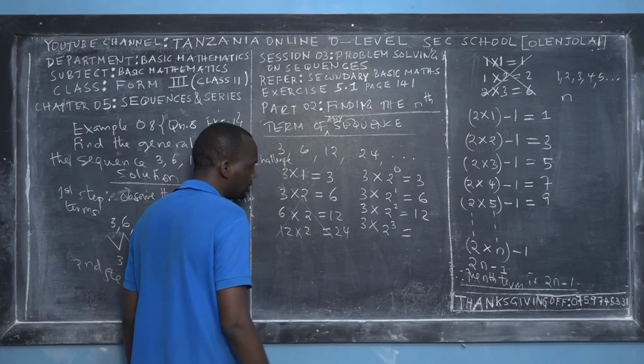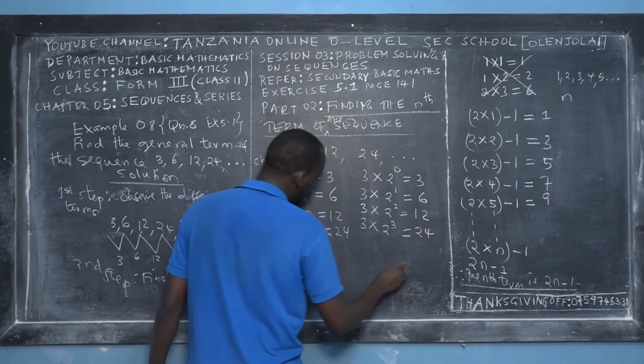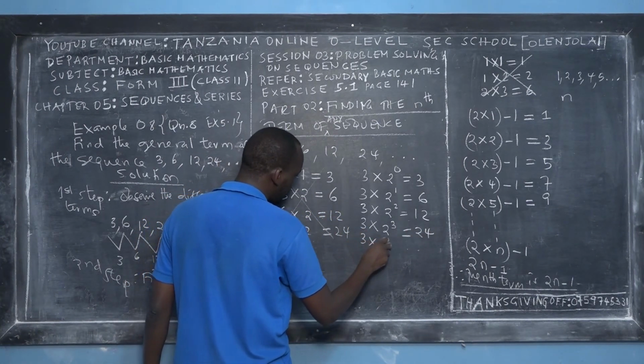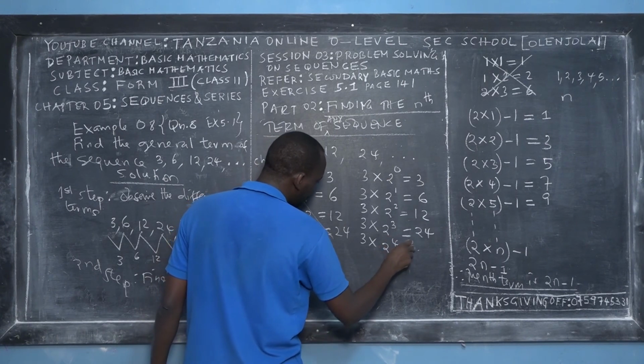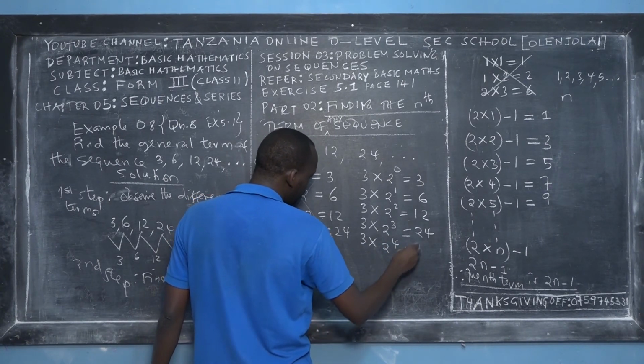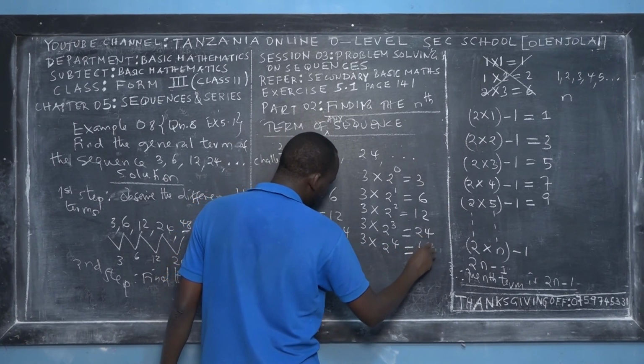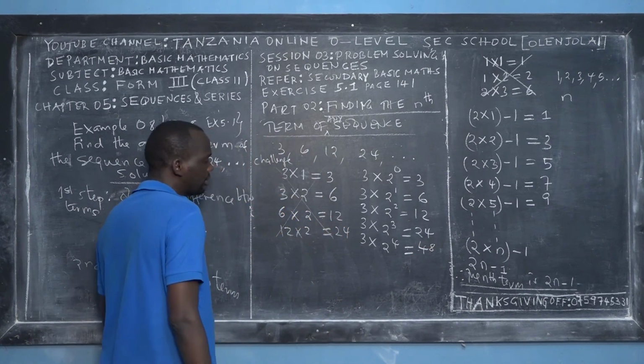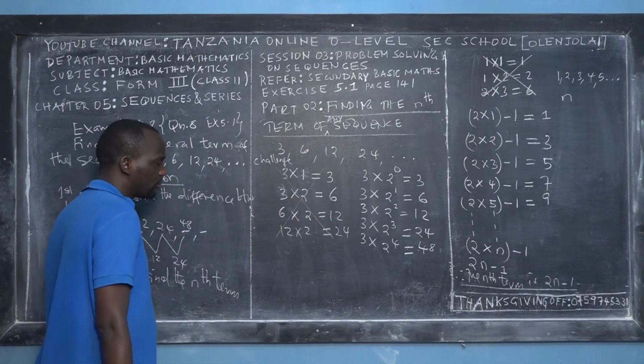8 times 3 is equal to what? 24. So even if you want to formulate the next term to be 3 times 2 power 4, the answer will be what? The answer will be 48, because 2 power 4 is 16, and 16 times 3 is equal to 48.